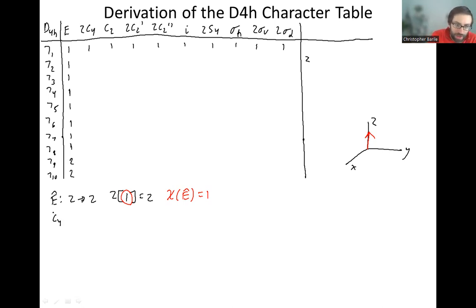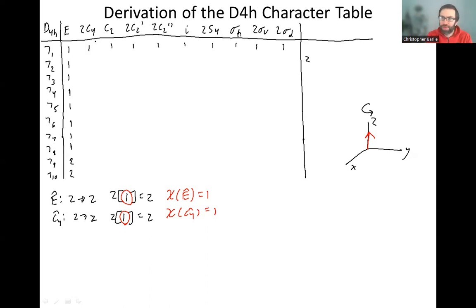Now we keep going and we go to C4. Well, we do a C4 that's along the z-axis. So we're taking the z vector and rotating it 90 degrees, but we're rotating it right along the z vector. Well, it's in the z vector, so it's not going to do anything. It's still going to be pointing up, and because it's still pointed up, it's still defined as z. So z goes to z, and we'd have this exact same business where we have a 1 by 1 matrix, and we can say that the chi of the C4 operation is equal to 1.